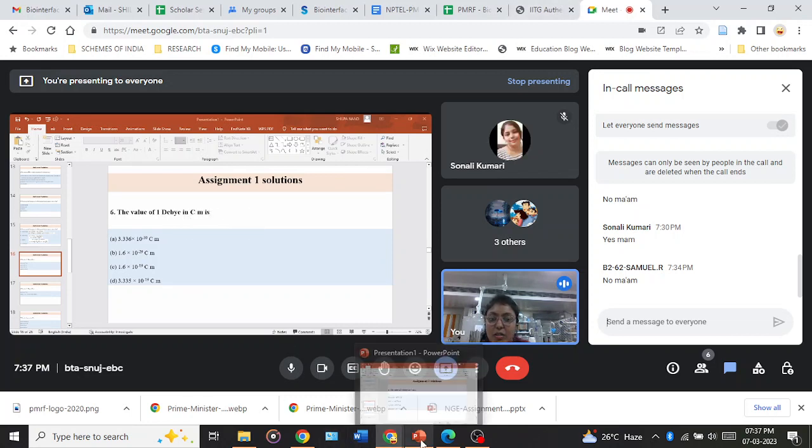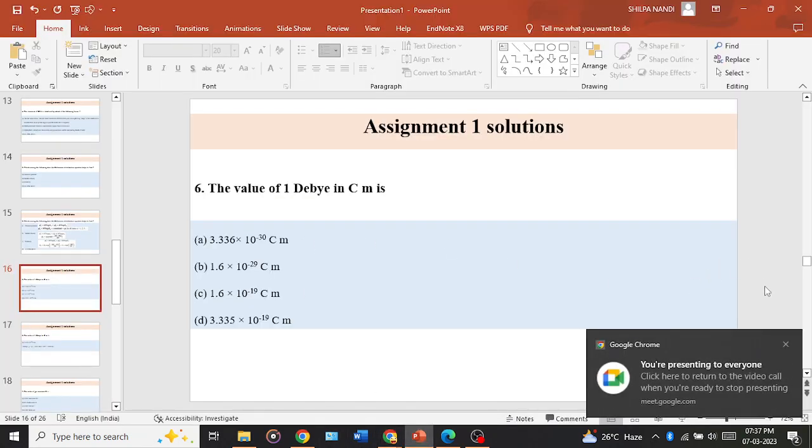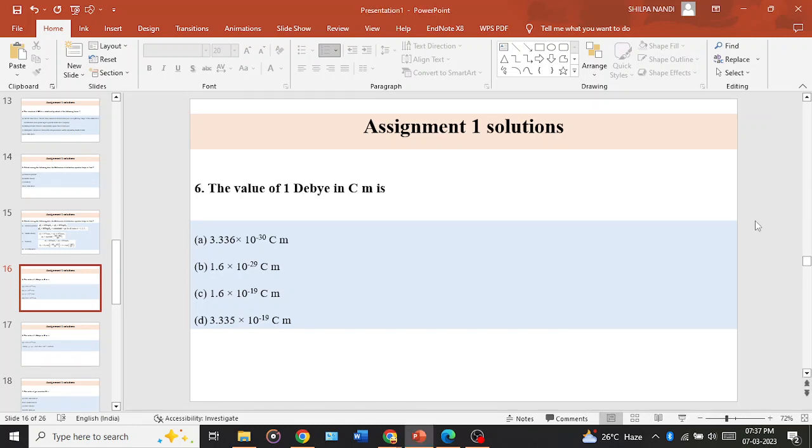Okay, so now the next question. The value of 1 D in coulomb meter is, you can see the options: A is 3.336 into 10 to the power minus 30 coulomb meter. Next is 1.6 into 10 power minus 29 coulomb meter. Another is 1.6 into 10 power minus 19 coulomb meter. And lastly 3.335 multiplied by 10 power minus 19 coulomb meter.